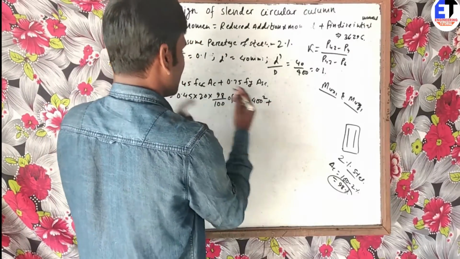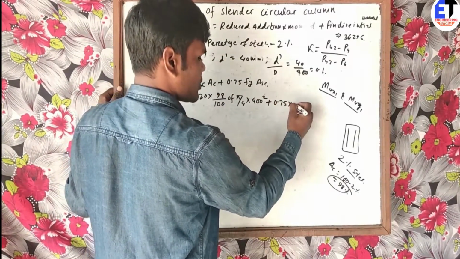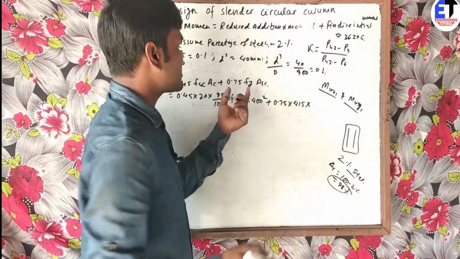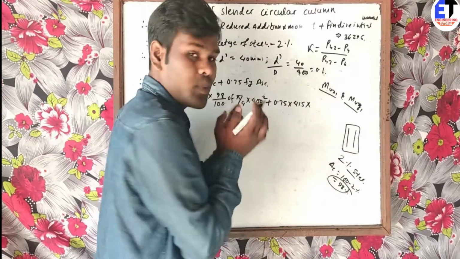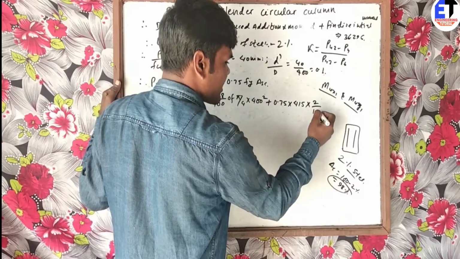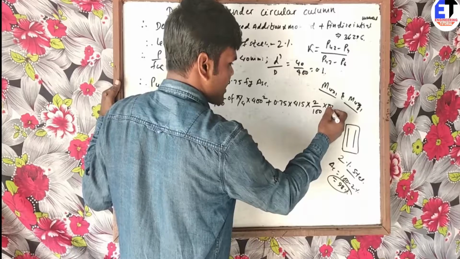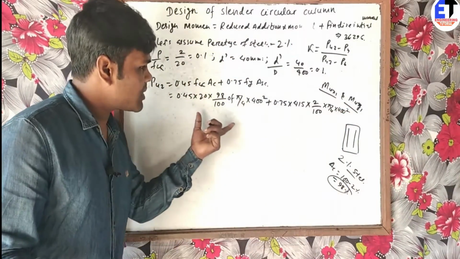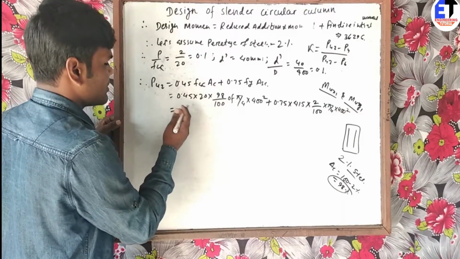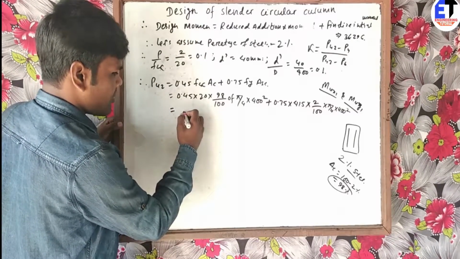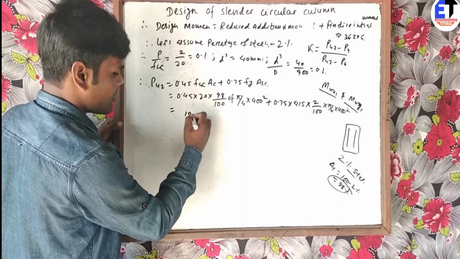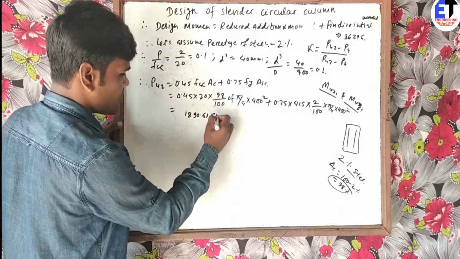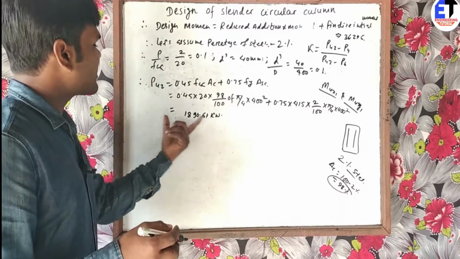So 0.75 into 415 multiplied by the area of steel. What is the area of steel? 2%. So 2% divided by 100 into pi by 4 into 400 squared. After calculating this value, we get 1089.61 kilonewton. So we have calculated Puz.